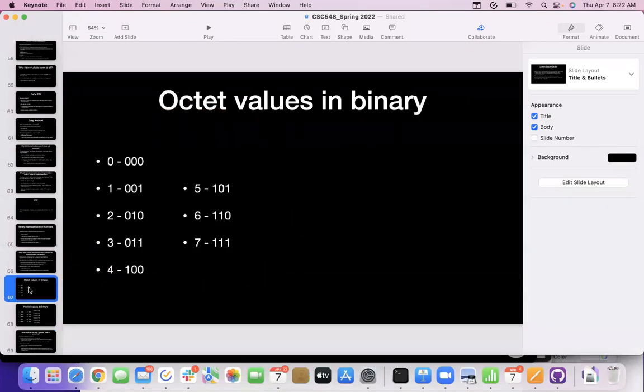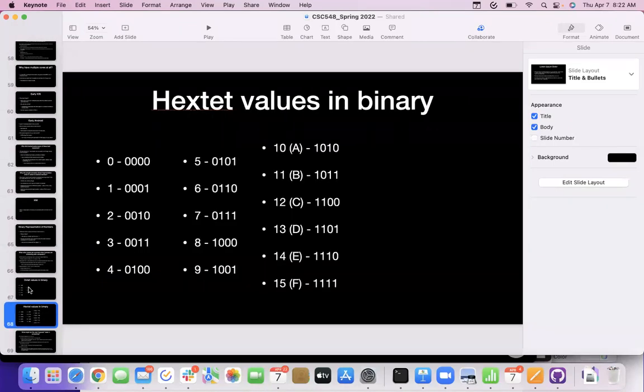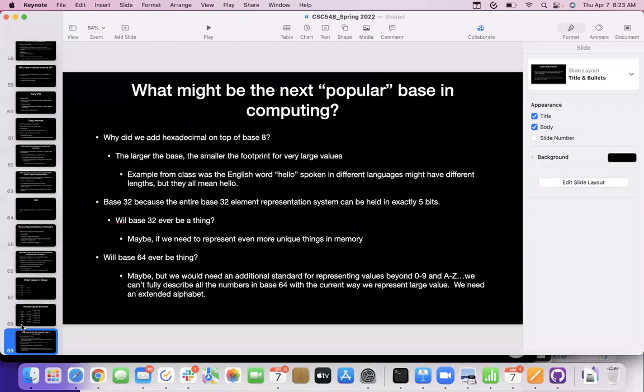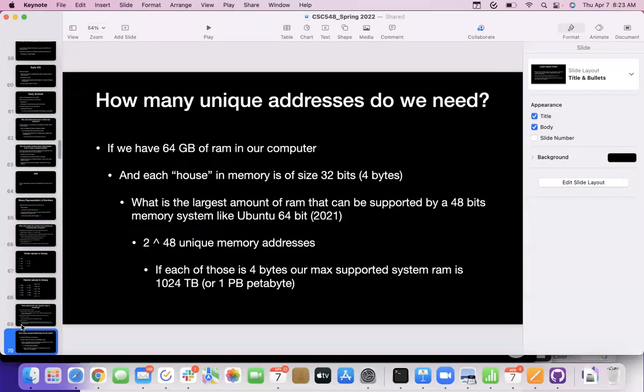So if octal is 3 bits and hexadecimal is 4 bits, the next popular one is probably going to be 5 bits, which is base 32. If our amount of memory keeps getting bigger and bigger, and we need to represent those things in more concise footprints, then we might go up to base 32, but I don't think we're quite ready for that at this point. All right, so that's base 32.